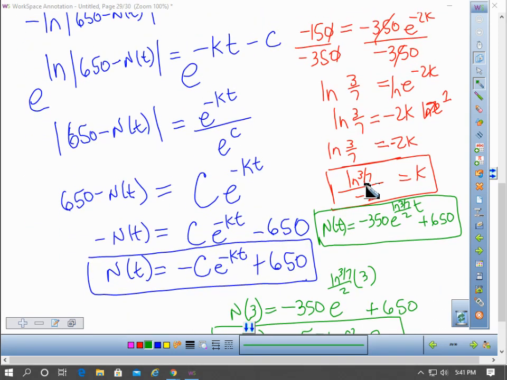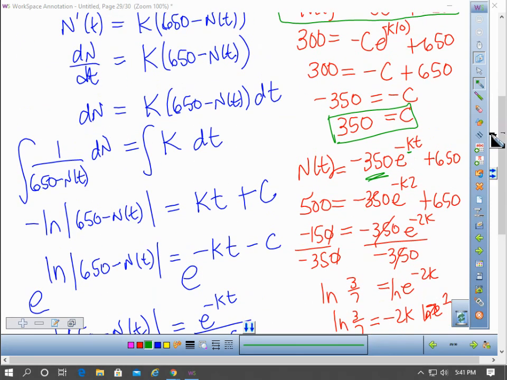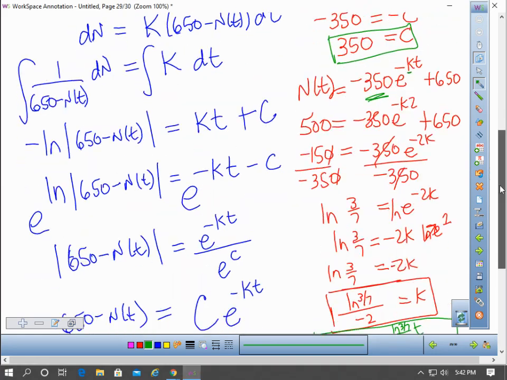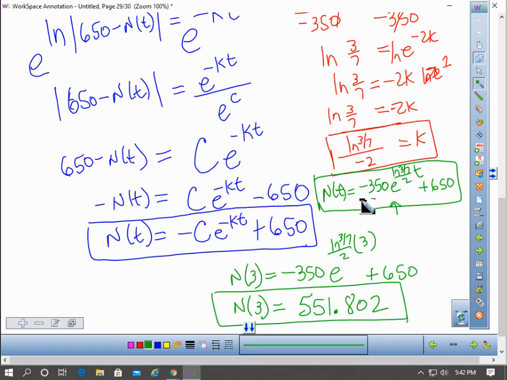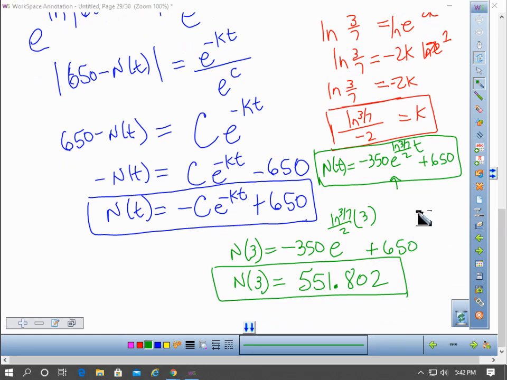And instead of making a big long decimal, I just left it as the natural log of 3/7 divided by negative 2. So then I plugged that in again to the equation for the k value, and this was our final equation for this situation. All right, and so then the last part of the question said, what's the population when t is 3? So I substituted in a 3. I just typed all this in the calculator, and that's the answer I got, 551.802.